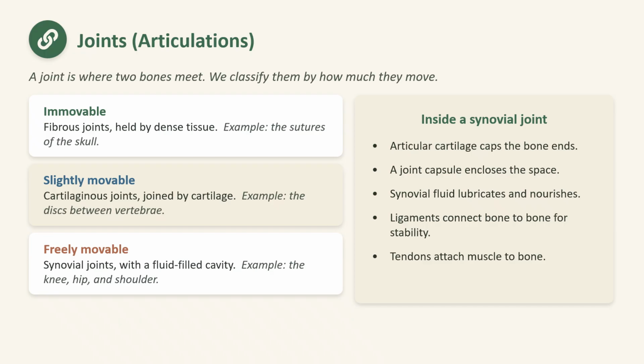Ligaments connect bone to bone and give the joint stability. And tendons attach muscle to bone, transmitting the pull that produces movement. Two words worth separating now because students mix them up forever. Ligaments join bone to bone, and tendons join muscle to bone.